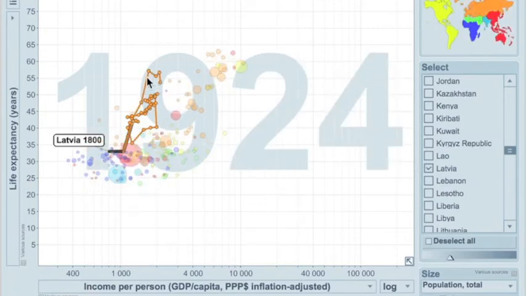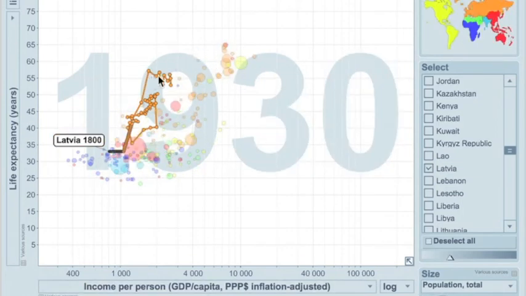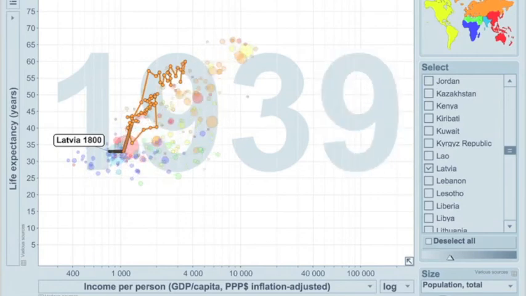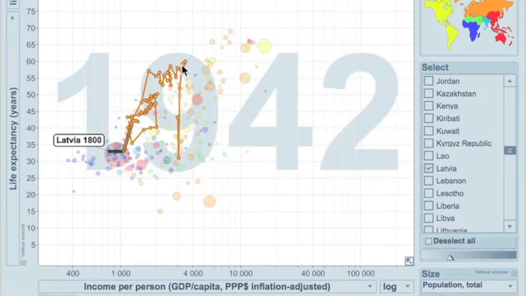Here's a heavy increase, and that's also due to the fact that Latvia got its independence. Then there are small dips here in life expectancy, but a steady increase in income per person. And then here in 1938 or 39, sorry, and the start of World War Two, there's a massive drop in life expectancy.